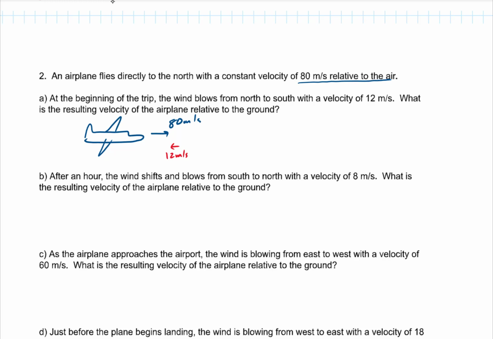So the airplane thinks it's going 80 meters per second in the air. The air is going back at 12 meters per second. This is like the moving sidewalk problem. So if he's going 80 and the moving sidewalk's going 12, what he's really doing is the difference between those two things. What he's really doing is moving with a speed of 68 meters per second relative to the ground. Okay? So in this case, when they're moving in opposite directions, we're going to have to subtract. That's the difference between those two things.